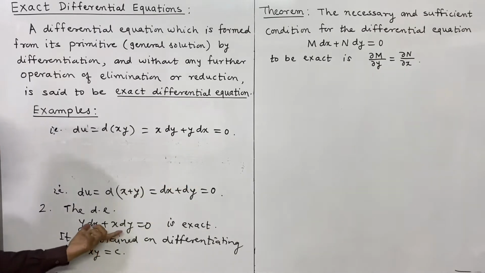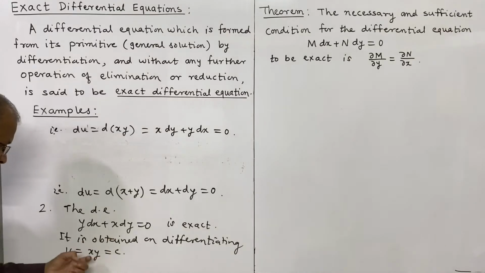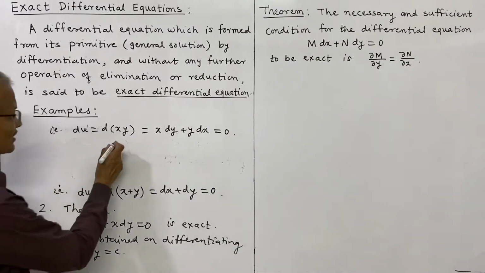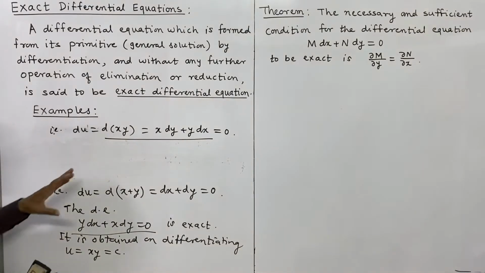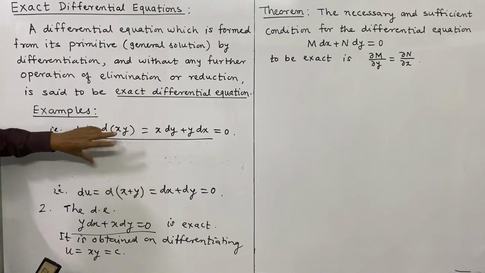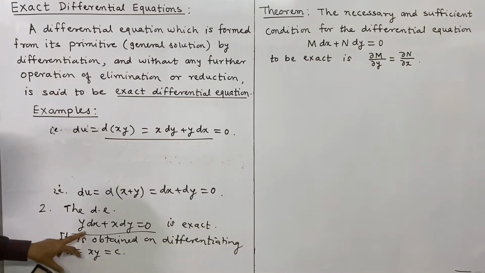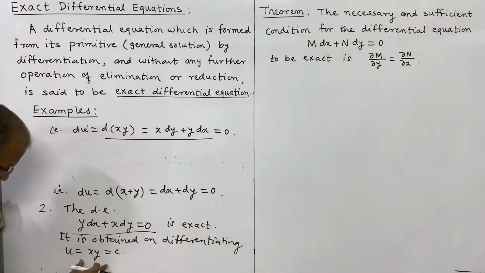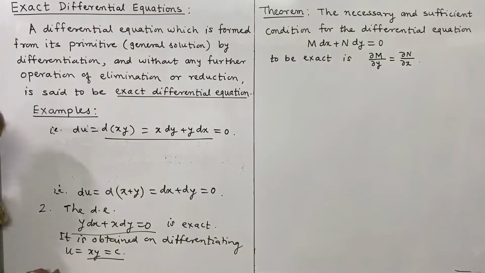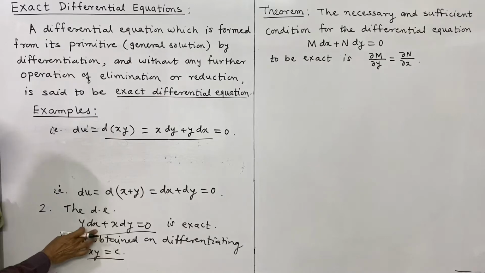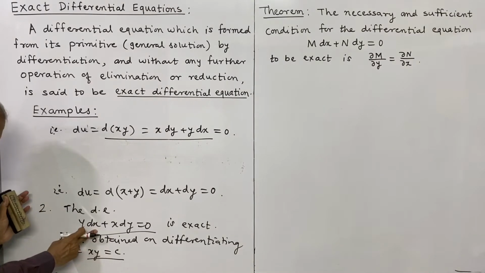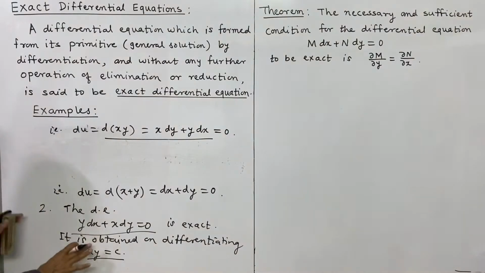Therefore this is exact because it is the differential of xy. So d of xy is equal to x dy plus y dx, and that is equal to 0. Therefore this becomes an exact differential equation. So that is the meaning of exact differential equation. It is obtained by differentiating its primitive. Now what is the solution of this differential equation? The solution is xy is equal to c, and if you differentiate xy is equal to c, then we get the given original differential equation, which is exact. So that is the simple meaning.